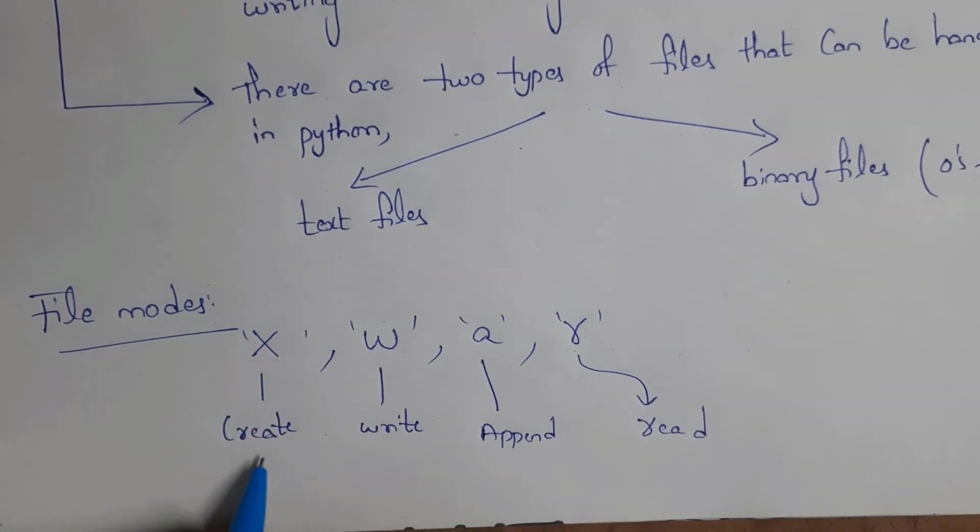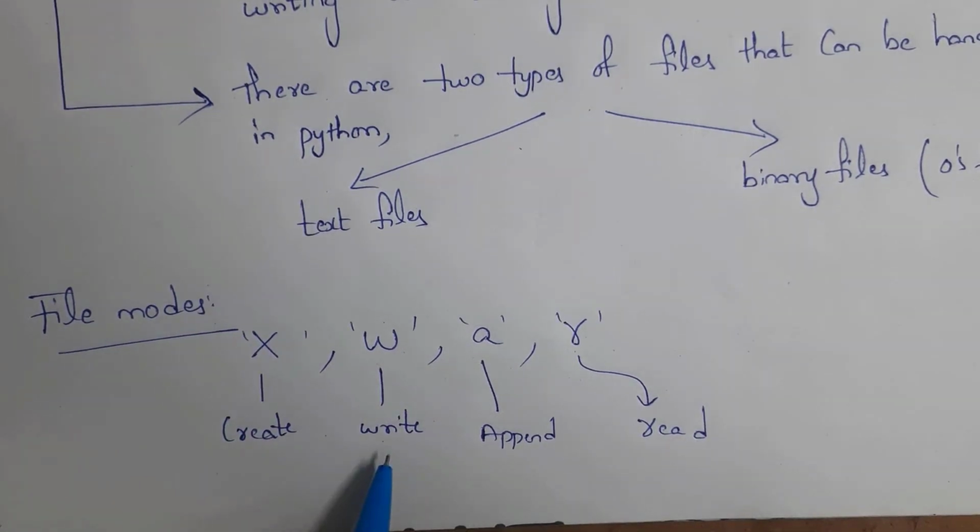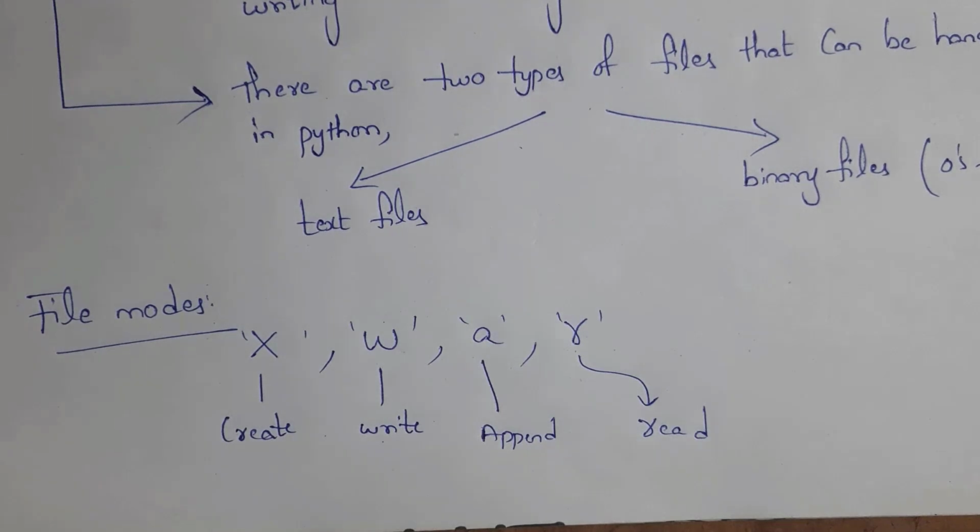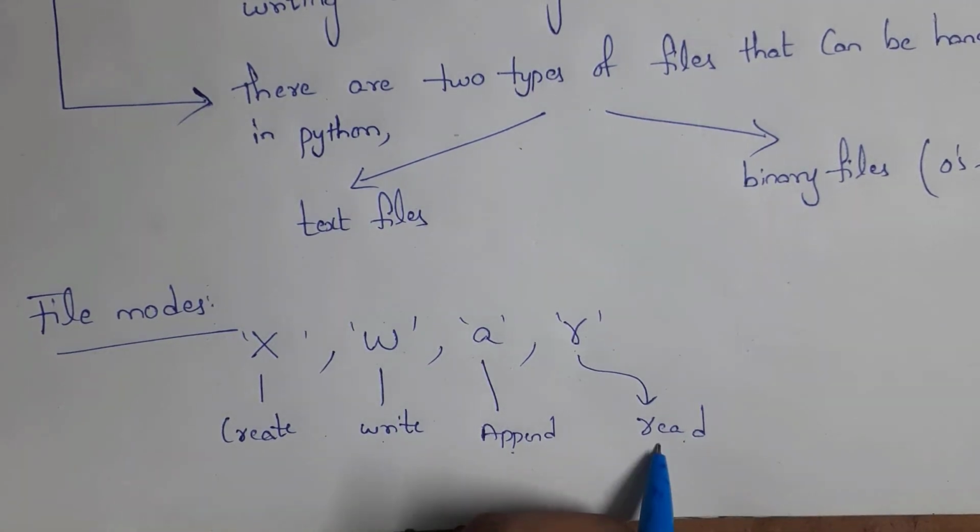By using X mode, we can create a file. By using write mode, we can add text into our file. Already some data is present in my file. If you want to add some more data at last, then you need to use append mode. Whatever the data that is present in my text file, if you want to see that data in the Python terminal, you need to use read mode. By using read mode, we can read a file.